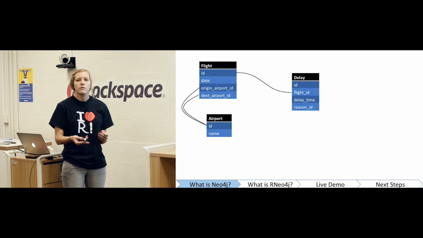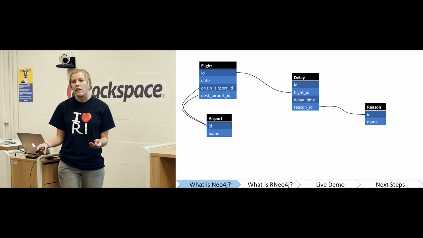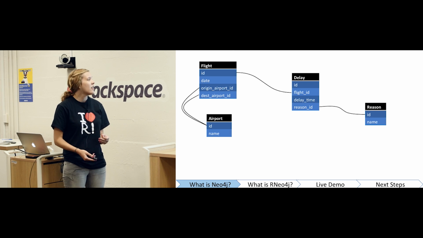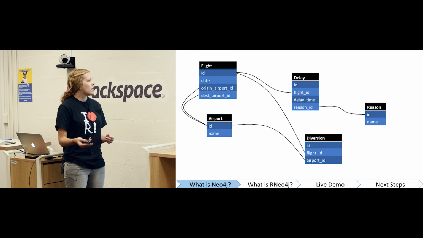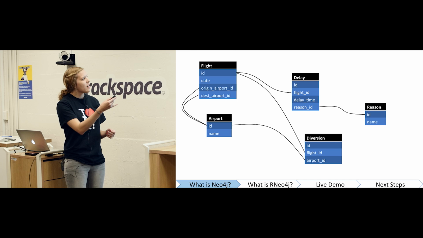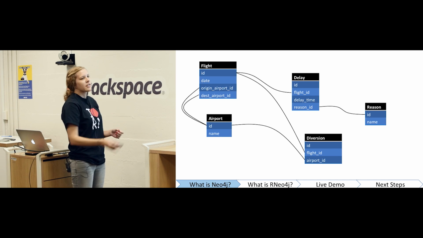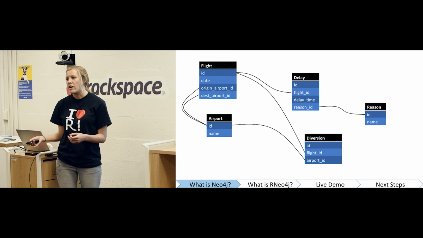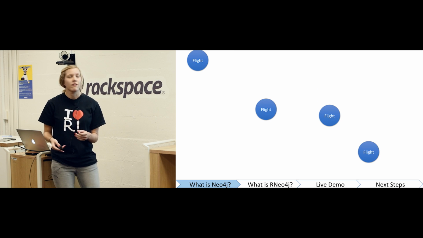And then the reason would be an ID, and you'd point to another table indicating if it was weather or mechanical or whatever. And then let's say you also wanted to model diversions. So you would have another table, because again, not every flight is diverted. So you add another table with a foreign key pointing to this flight ID and a foreign key pointing from the airport ID to the airport table, and so on and so forth. So that's a pretty standard way that you'd model your flight data in a relational database. So with this, let's look at how we might model this in a graph.